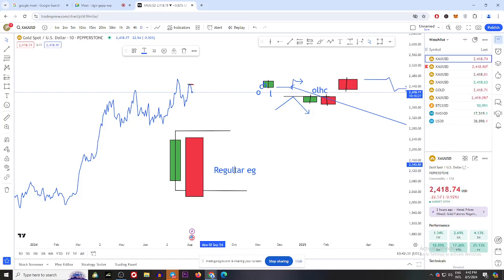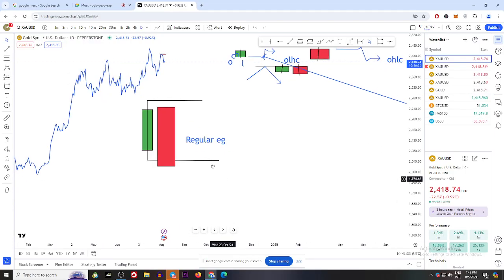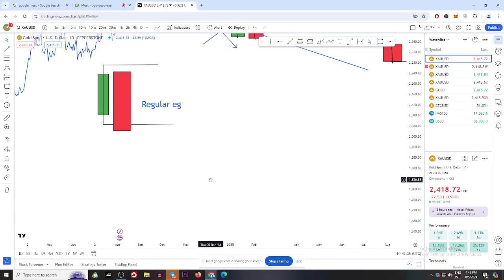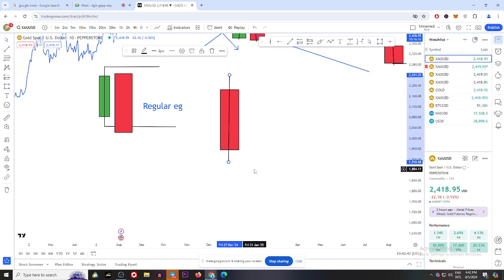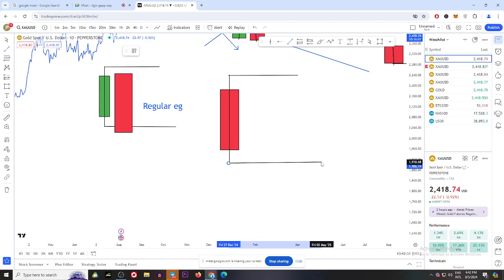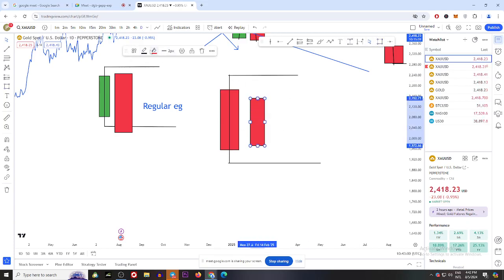Regular engulfing, okay? Now, look at something else. Again, what we have here? A red candle, right? When we have a red candle, what is the combination of the red color? Green. So when let's say a green candle happens here, when are we going to call it an engulfing?